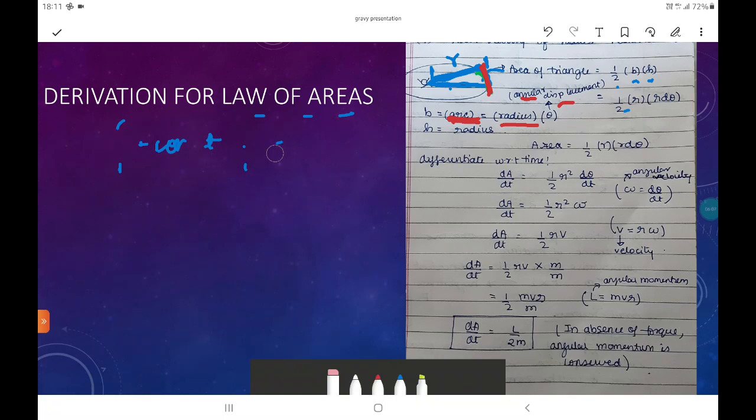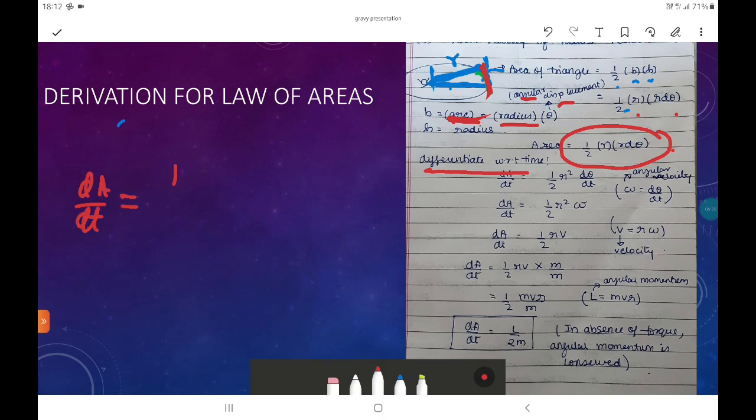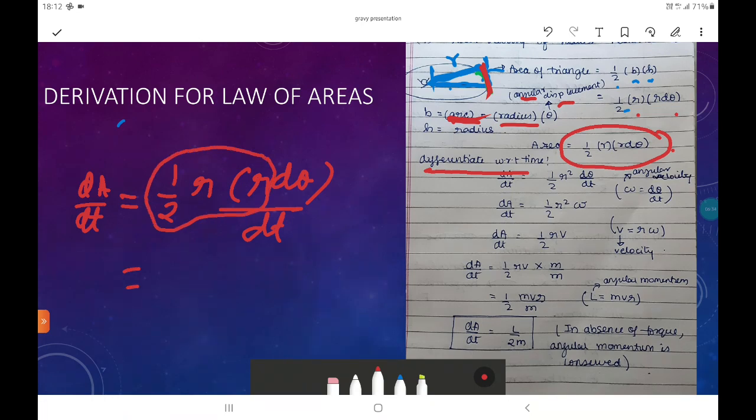Then you put that in the equation, half into b into h. So half into radius into r d theta, and now you get this equation. This equation you need to differentiate with time. If you differentiate that, dA by dt is equal to half into r d theta upon dt. This part is constant, so it comes out, half into r square, and d theta by dt goes inside.